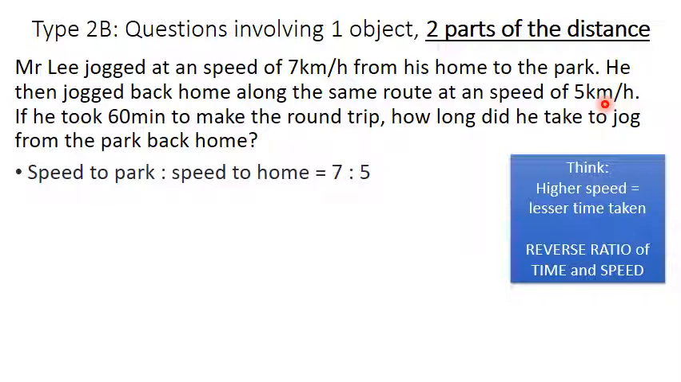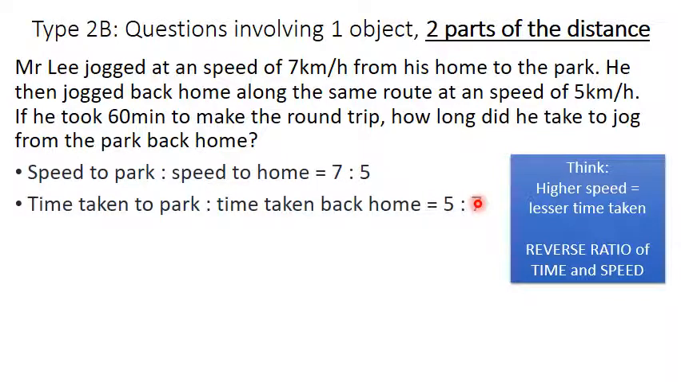So think of it this way: the higher speed you have, meaning the less time you take. The higher speed equals to less time taken. So this is what we call the reverse ratio of time and speed. Their relationship is the opposite. So speed to park to the speed to home is 7 to 5. So meaning my time taken to come back will be longer than the time taken to go to the park.